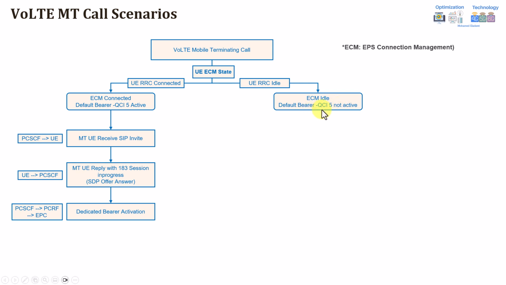User in idle mode means that there is no radio bearer between the UE and the eNodeB, and only the S5/S8 interface is there. The S5/S8 interface is between the serving gateway and the packet gateway.